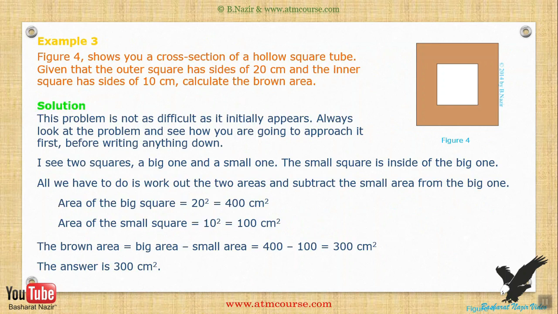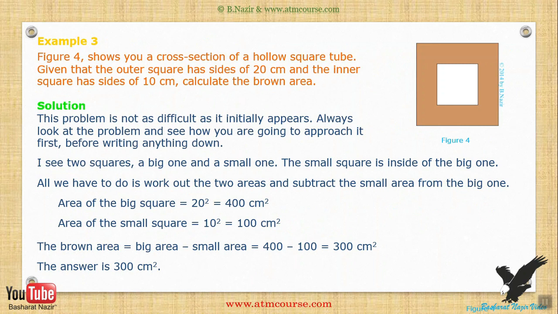This problem is not as difficult as it initially appears. Always look at the problem and see how you are going to approach it first before writing anything down. There are two squares, a big one and a small one. The small square is inside of the big one. All we have to do is work out the two areas and subtract the small area from the big one.